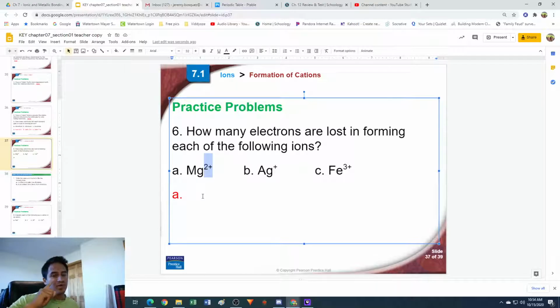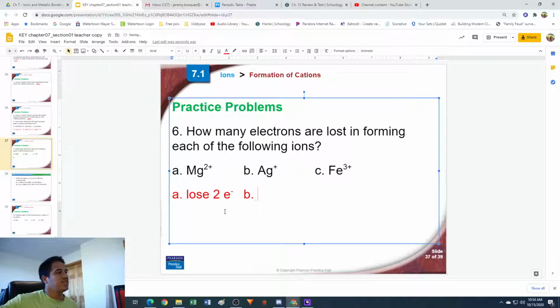Okay, don't think of a positive sign as a plus sign, like I'm adding something, right? Like 1 plus 1, I'm adding them together. This is a positive charge, not a plus sign like addition. So you gotta think opposite, okay? So this is going to be losing 2 electrons.